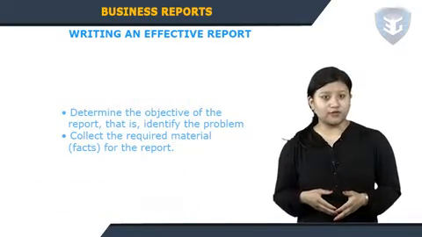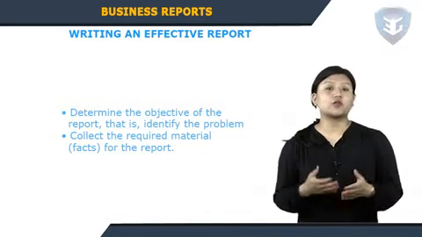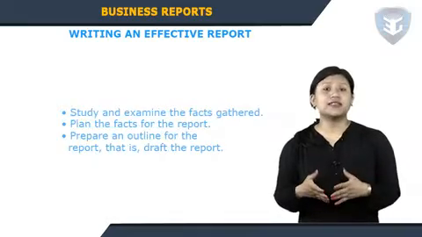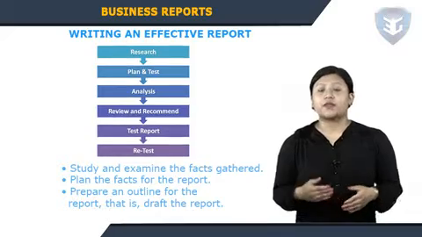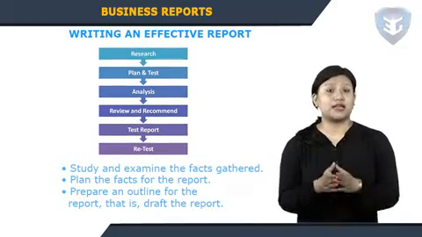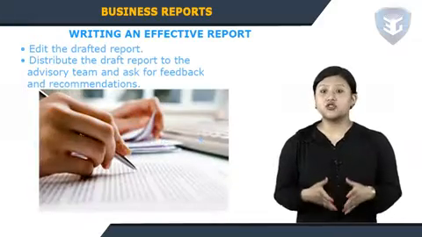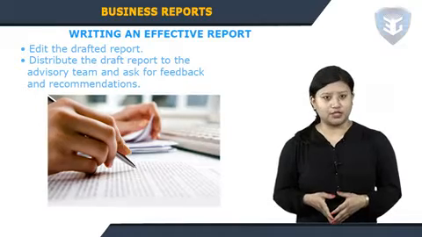Determine the objective of the report, that is, you identify the problem. Then you collect the required material or the facts for the report. You study and examine the facts that are gathered, and plan the facts for the report. Then prepare an outline for the report, that is, you draft the report. You edit the drafted report, distribute the draft report to the advisory team, and ask for feedback and recommendations.